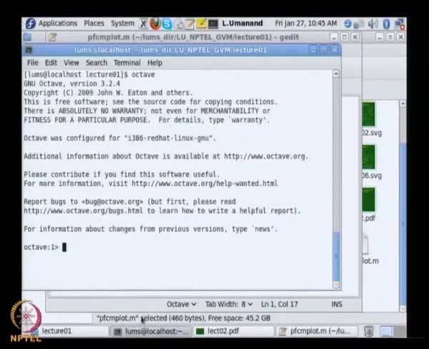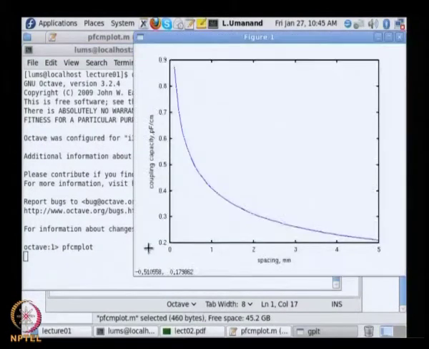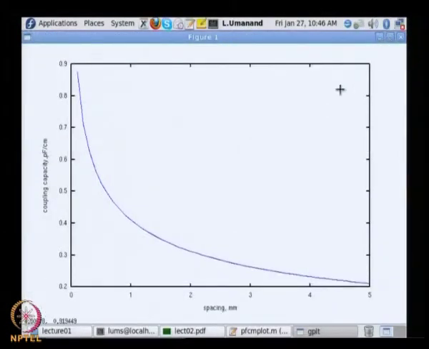Now, going back to the terminal window in Octave here, I will call that function, PFCM plot. So, let us see this figure. Now, this y axis gives coupling capacity in PF per centimeter. The x axis gives you the spacing S.